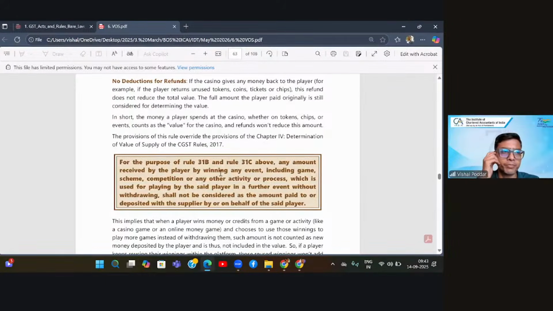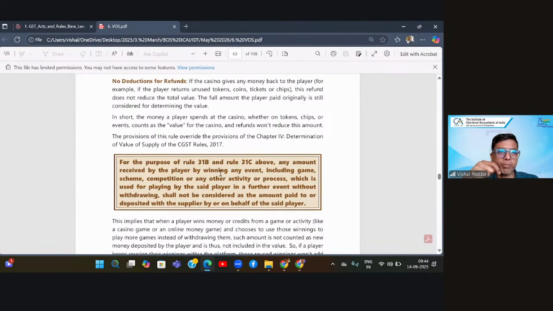Please read this point. For the purpose of Rule 31B and Rule 31C above, any amount received by the player by winning any event, including game, scheme, competition, or any other activity or the process, which is used for playing by the said player in a further event without withdrawing, shall not be considered as the amount paid to or deposited with the supplier by or on behalf of the said player. Now, what is this? This point applies to both the above rules.